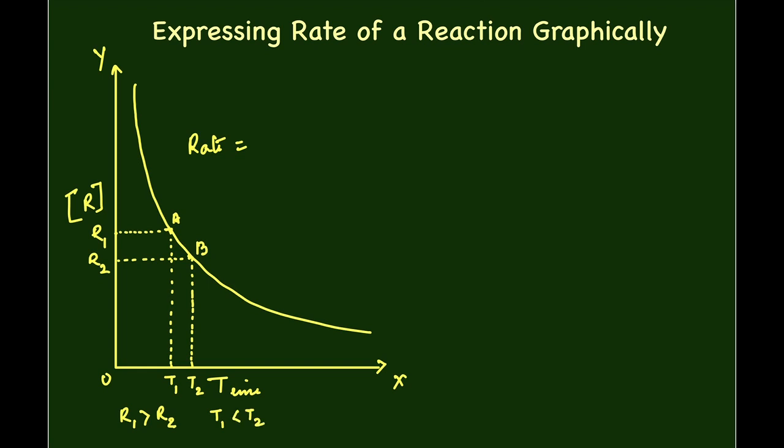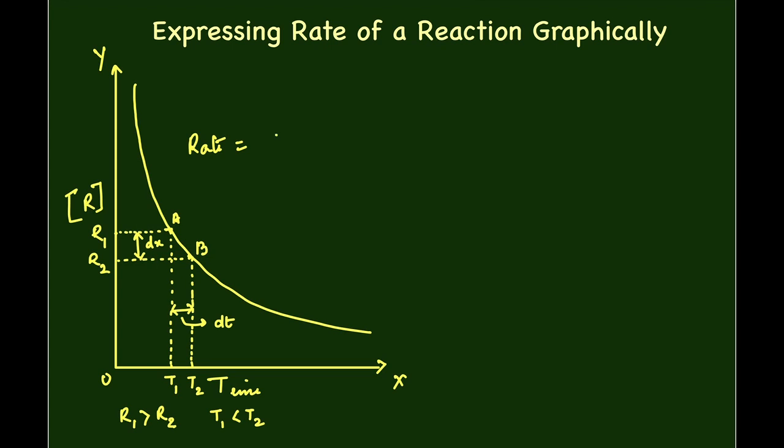So how do we calculate the rate from this graph? The difference between R1 and R2 is dx, that is the change in concentration of x, and this difference is the change in time, that is dt.